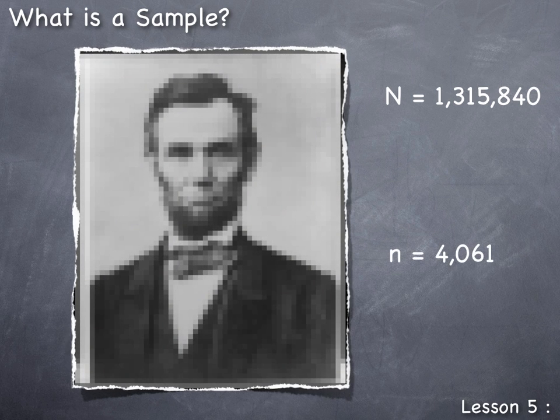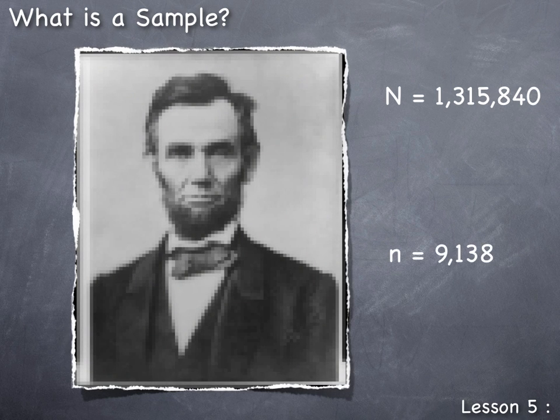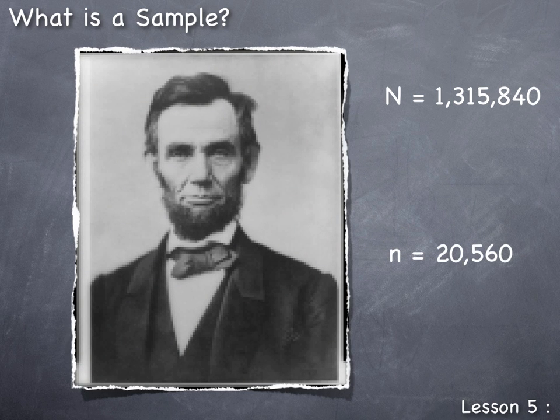Here's a sample of 4,061 pixels. Definitely confirmed the idea who this is a picture of. You can confirm it even more with an even bigger sample, in this case 9,138 pixels. Or an even bigger sample, 20,560 pixels. Or even larger, 52,634 pixels. But all the extra energy and work required to collect all that extra data didn't really change the original idea or result of who we thought this was a photograph of.